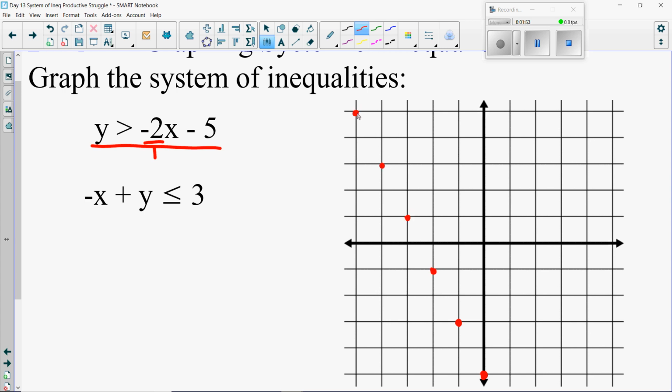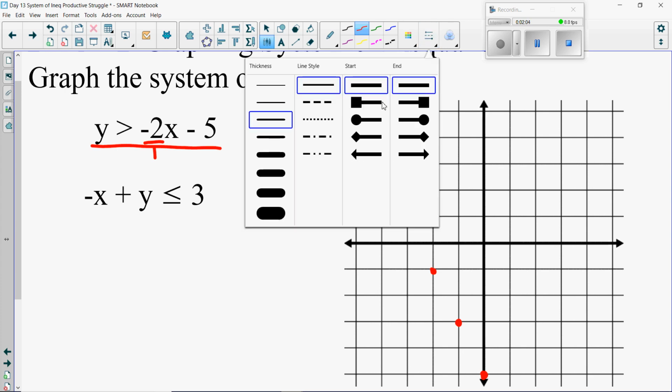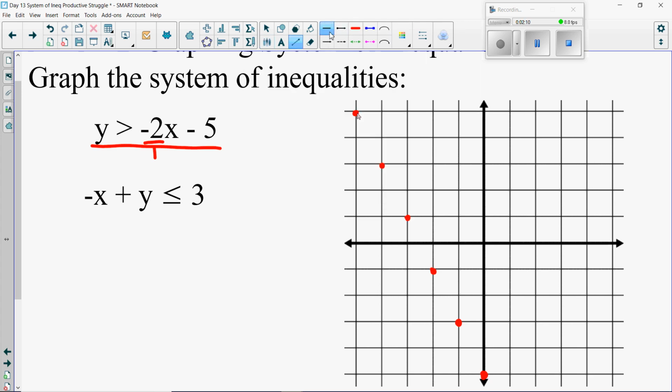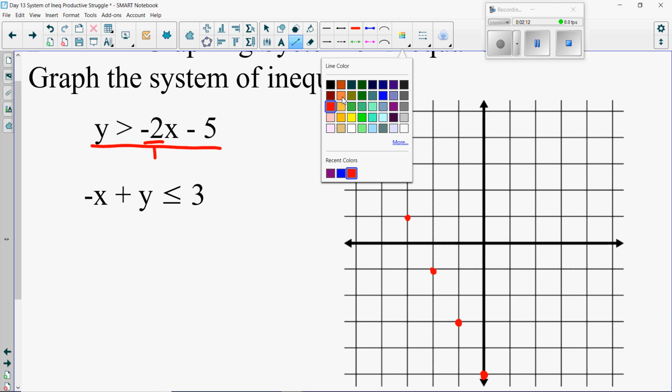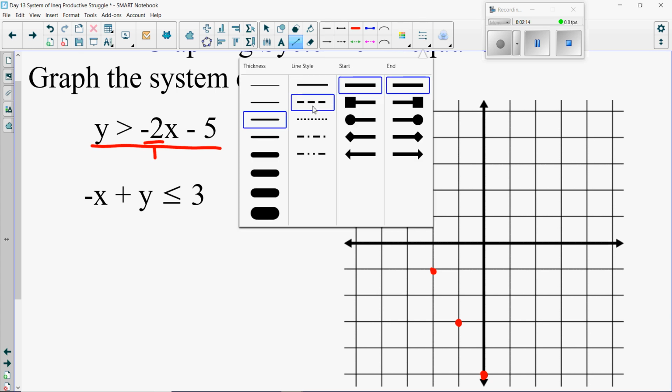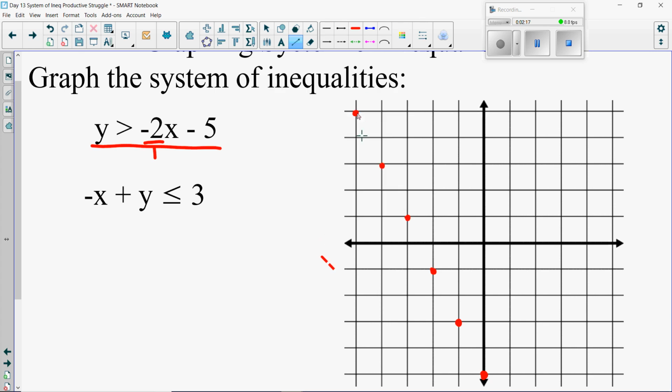Now here's the first thing we've got to remember. If you remember with inequalities, the type of line we draw is very important. So this one, we have y is strictly greater than. So our type of line, we're going to have a dashed line. Right? So draw a dashed line. Let's get a nice red line to match. Make sure it's dashed. We'll draw a dashed line going through there.